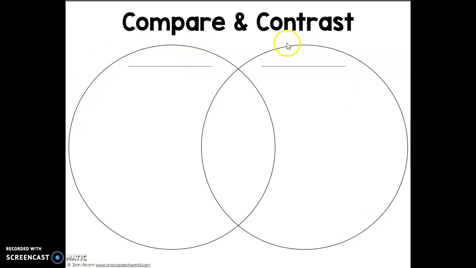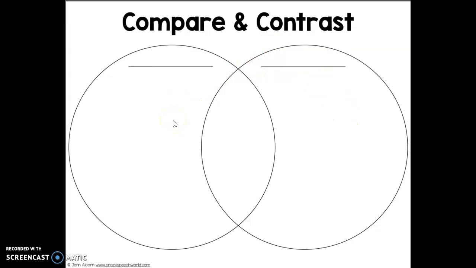It's these two circles, and as you can see, they kind of overlap. This overlapping part right here in the middle is what we can compare, or what we see that are the same, and then the different parts go in these outside circles.